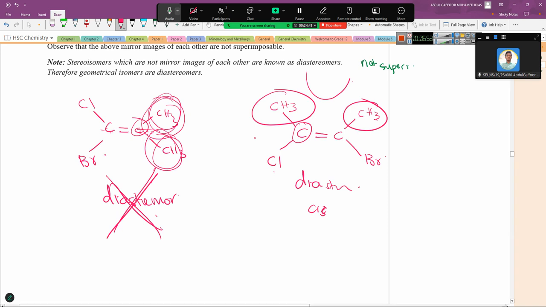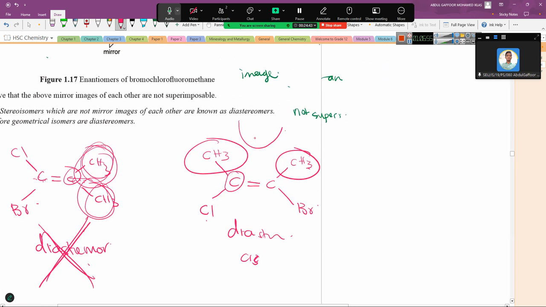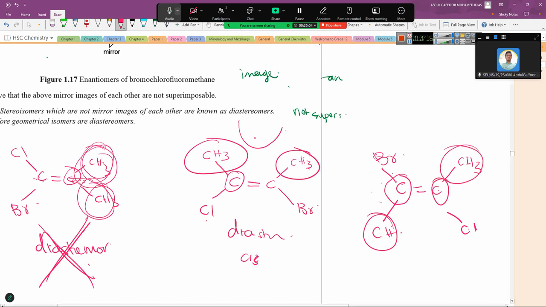And what about this one? This is the summary, right? Can you figure them out? Carbon double bond is there, and here CH3 is here, and CH3 is here opposite to each other, and here Br and here Cl. If you consider this carbon, the groups attached to this carbon are different, and here the same, but the same group is in the opposite direction. So they are diastereomers and trans. Is that okay now? Yeah. Okay.